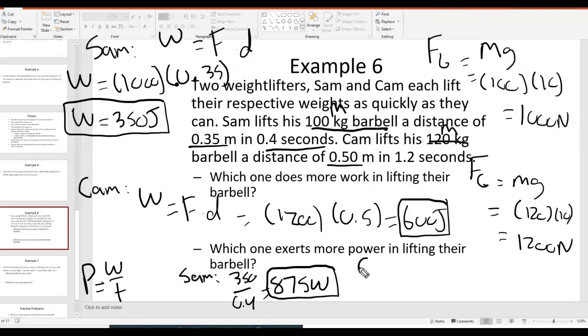If you do the same thing for Cam, again, power is work over time. 600 divided by 1.2, you get 500 watts. And so Cam might be stronger, he might be able to lift a heavier weight, but he is not more powerful, because Sam can lift his smaller weight in a third of the time as compared to Cam.